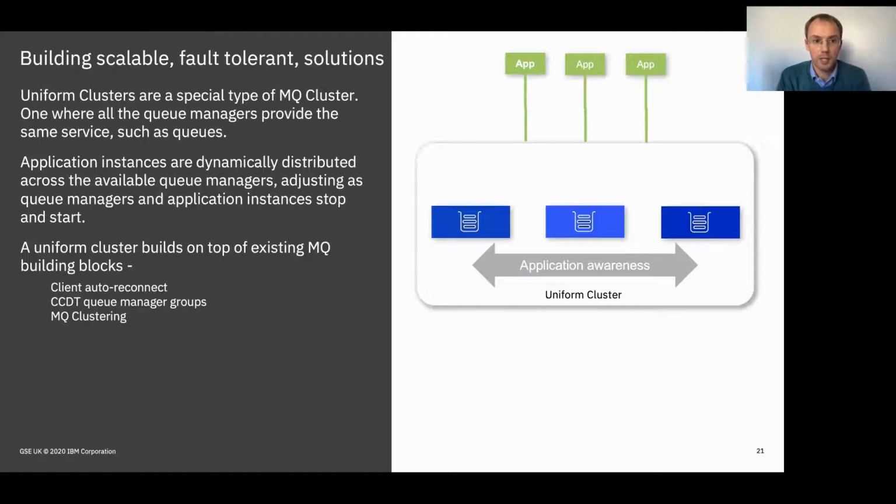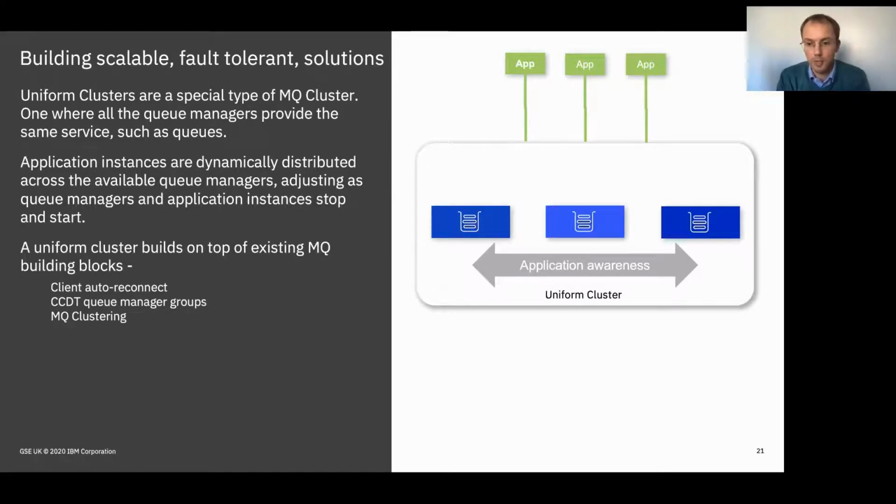A uniform cluster is a special type of MQ cluster, and an MQ cluster is an existing capability that's been available for many years that allows you to build a group of queue managers together with improved connectivity between them and workload balancing for applications. In the uniform cluster, though, each queue manager is essentially equivalent to all of the other queue managers. It's a pattern whereby they are all essentially identical in terms of the queues they make available and the applications they support. This means that it's readily achievable for applications to move between those queue managers without any apparent difference to the resources that are available to them.